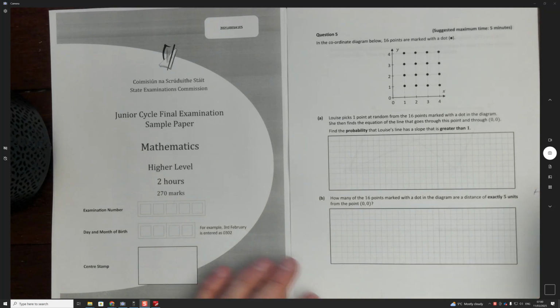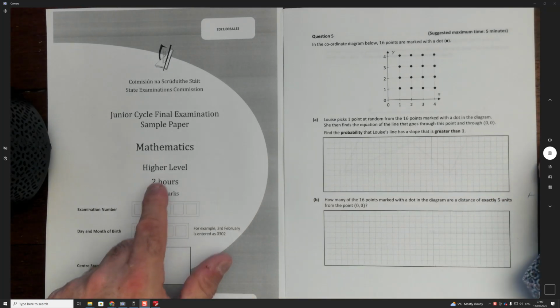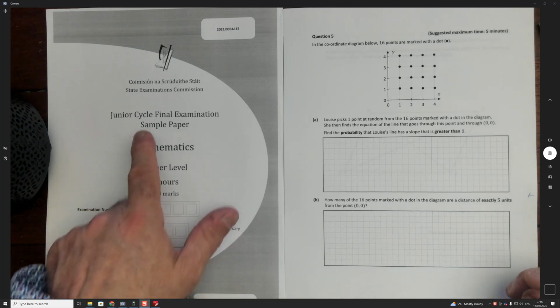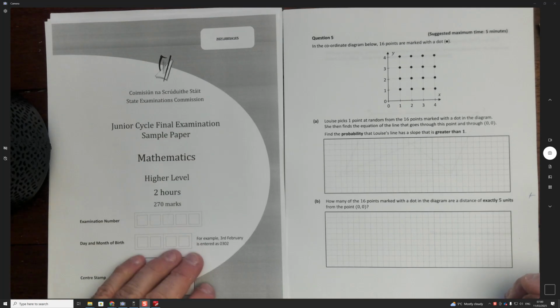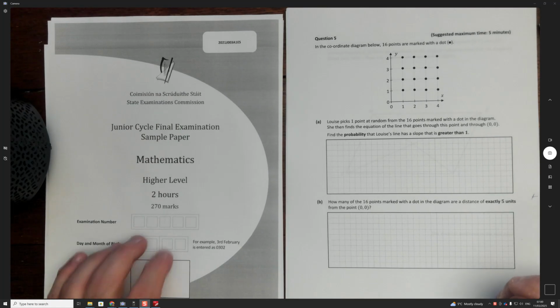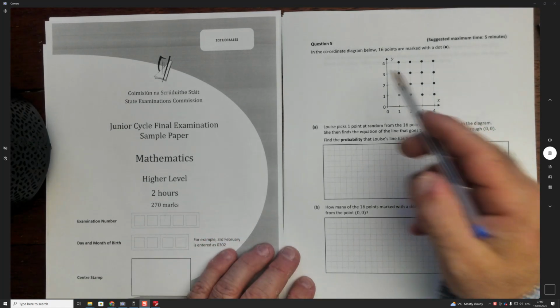Okay, students, we're going on now to question 5 from this 2020 sample paper, the State Exams Commission sample paper. So this is just a one-sided question, so I'll leave that there as a reminder of what we're doing.